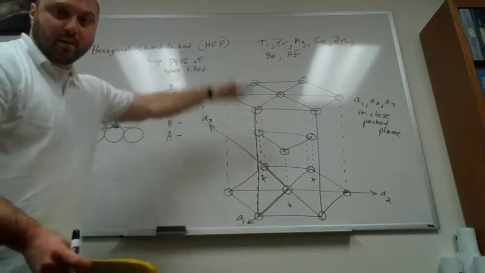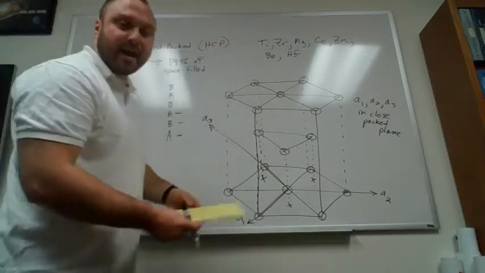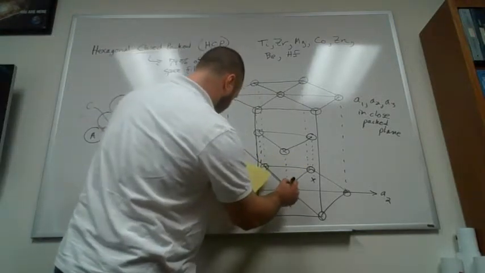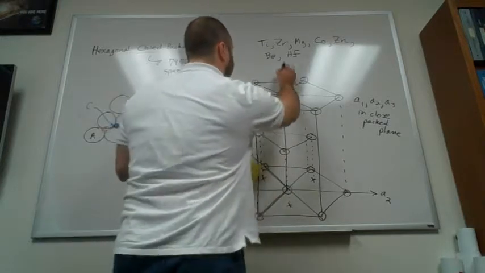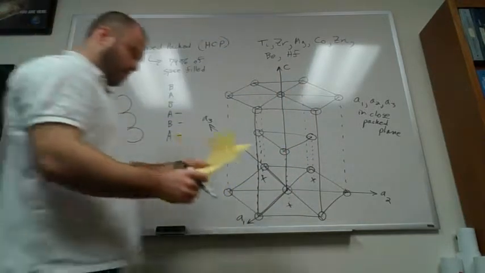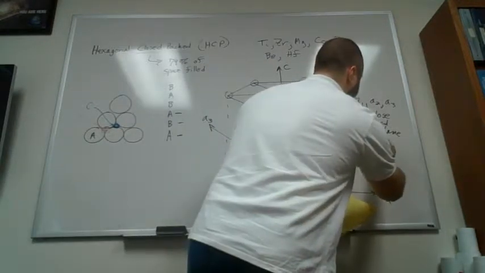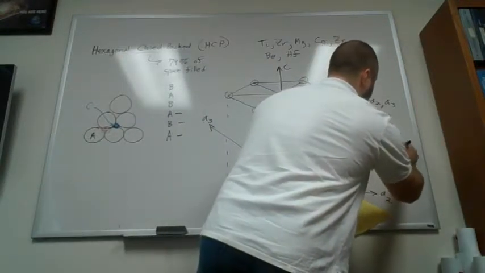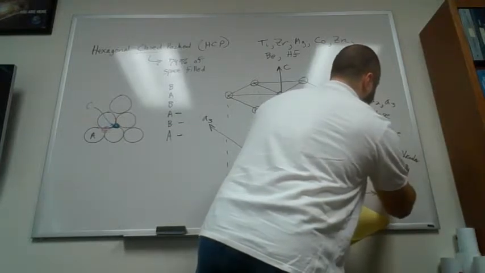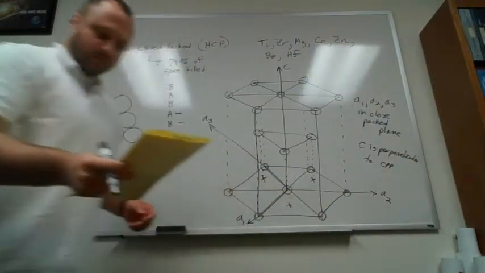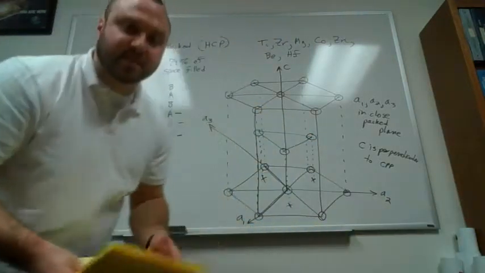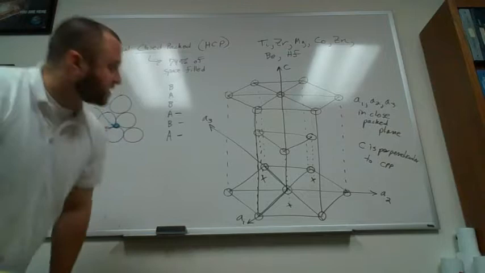We also need to describe how we're building up. And we're going to call that axis C. Okay? So coming straight out of the board, straight up on this board is C. So C is perpendicular to the close packed plane. All right? So in many ways, this is still very similar to what we saw with FCC.